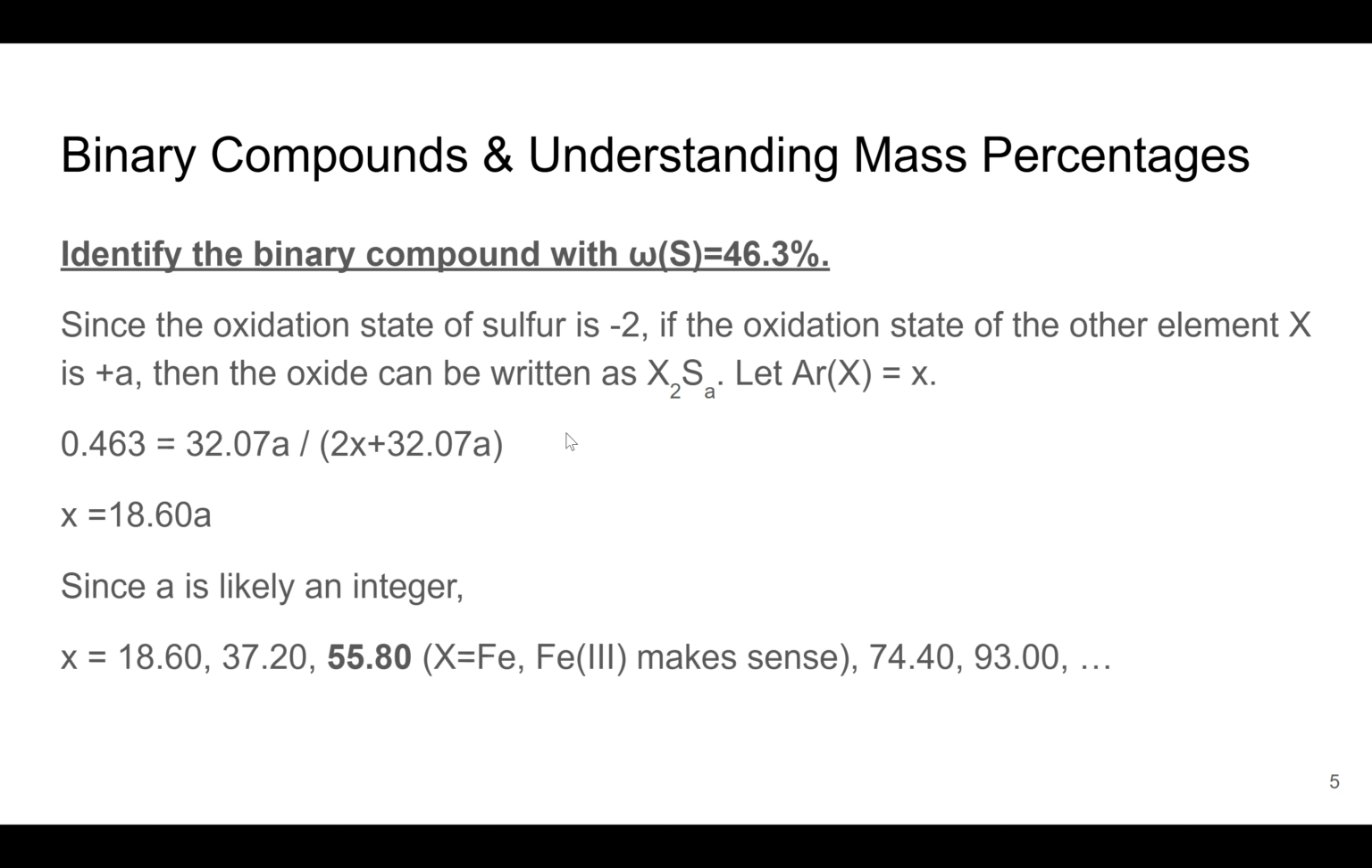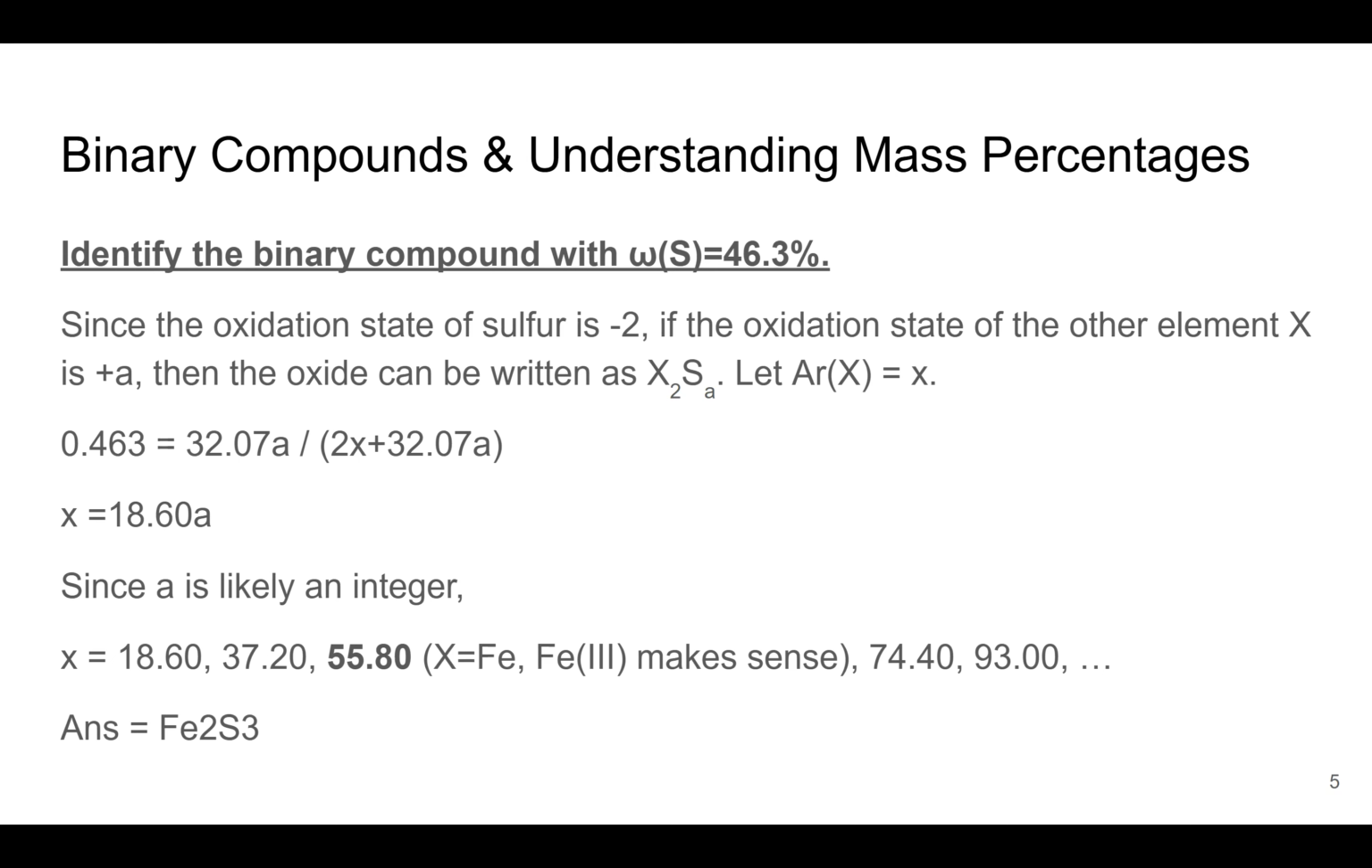And since A is likely an integer, we can substitute A equals 1, 2, and so on, and we find that when A equals 3, X equals 55.80, which is close to the relative atomic mass of iron. And just nice, iron(III) makes sense to us because 3 is a common oxidation state of iron, and we know that Fe2S3, this binary compound, truly exists. And that's why we know that this is probably our right answer.